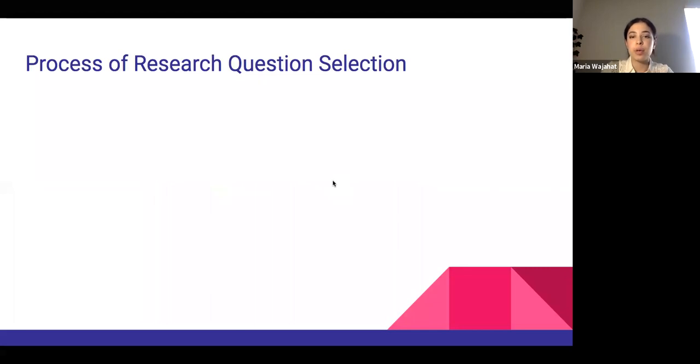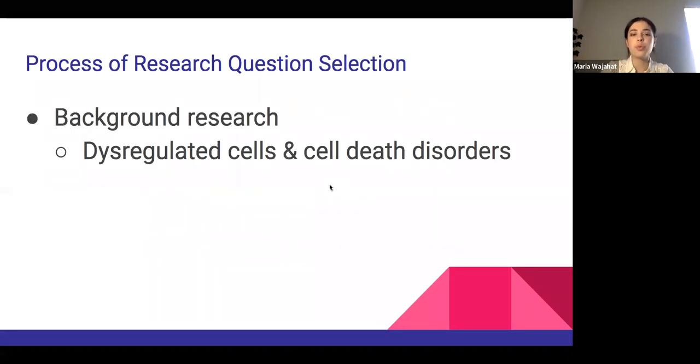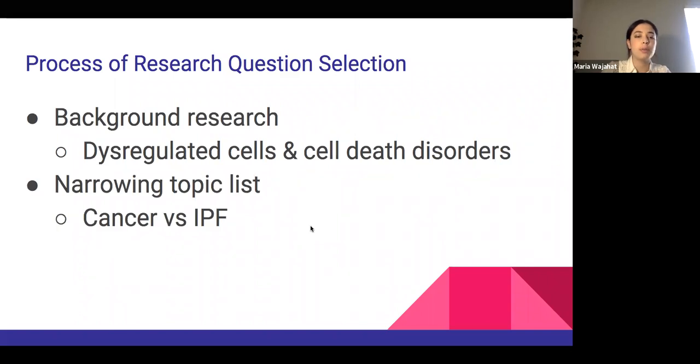So for the process of research question selection and how I even came to this topic, because it's quite a specific topic, I first started with just doing background research on dysregulated cells and understanding cell death disorders. And that was really what my main interest was. This led me to go a little bit more into the cancers, and understanding more about sarcomas was another one of my interests. And then I also found out about IPF through this background research and reading scholarly work. And IPF immediately sort of drew me in because it was something that I hadn't heard before and I hadn't learned about much before, versus cancers and the sarcomas that I was interested in, which I had learned about before. And so that's sort of why I chose to do more work on IPF and learn more about it.